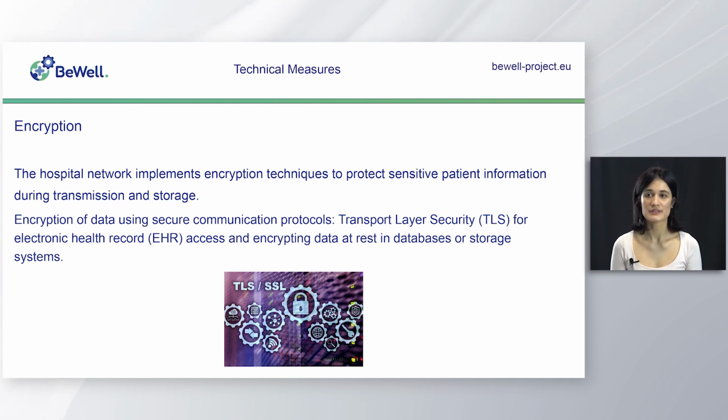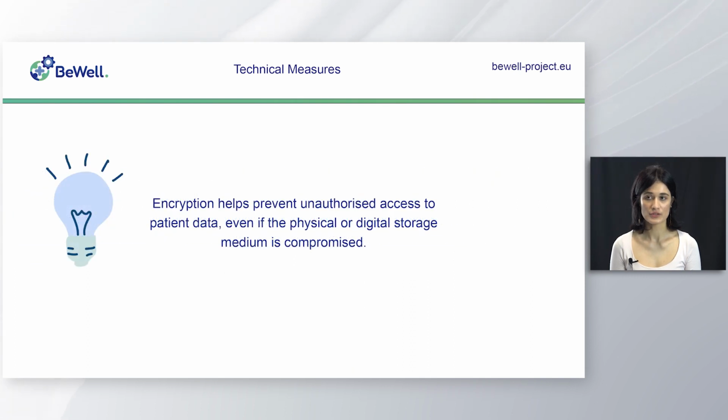2. Encryption. To protect sensitive patient information during transmission and storage, the hospital network implements encryption techniques. This includes encrypting data in transit using secure communication protocols such as Transport Layer Security for electronic health record access, and encrypting data at rest in databases or storage systems. Encryption helps to prevent unauthorized access to patient data even if the physical or digital storage medium is compromised.